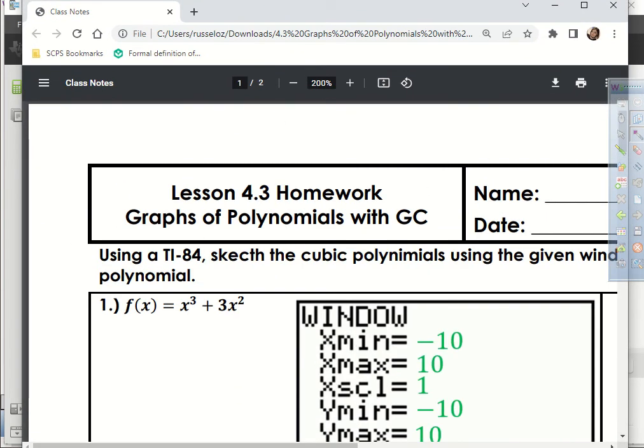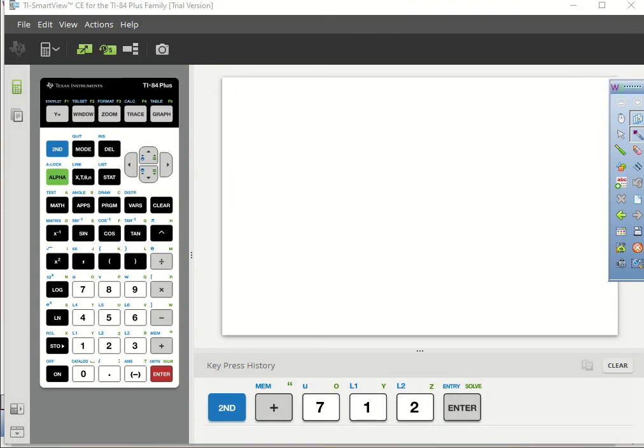I pulled up the homework. We don't want the homework, we want the lesson. So give me a second. Switch that over. Okay.